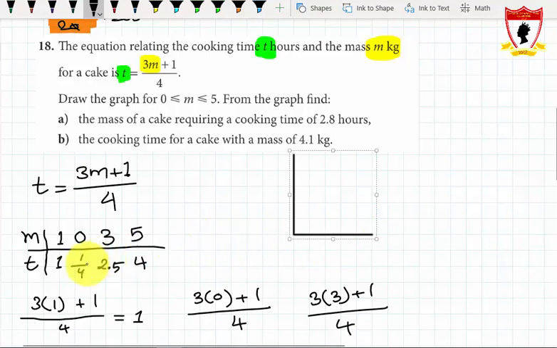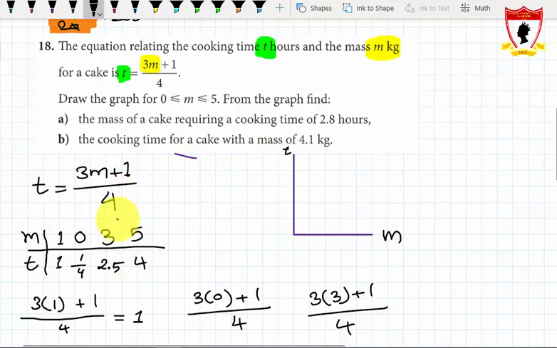This is enough. All values are positive, and since it's about mass and time, they are always positive, so it's fine to not draw the other parts of the xy axis. It's fine to draw only the first quadrant. But in this question we don't have x and y, we have t. T is equal to something containing m. It means the horizontal line is m and the vertical line is t.